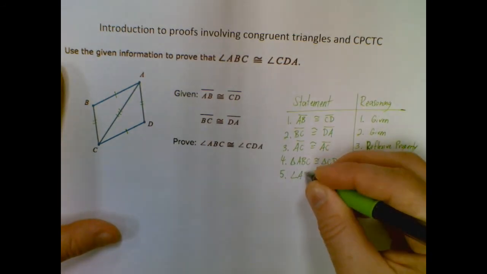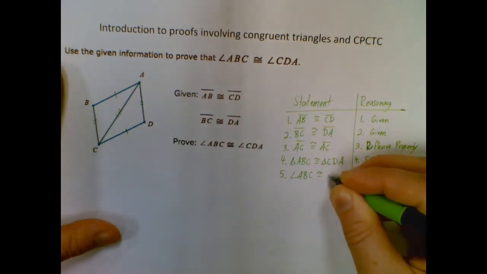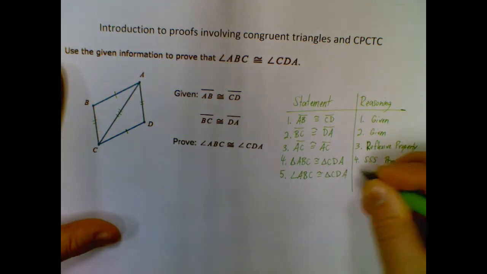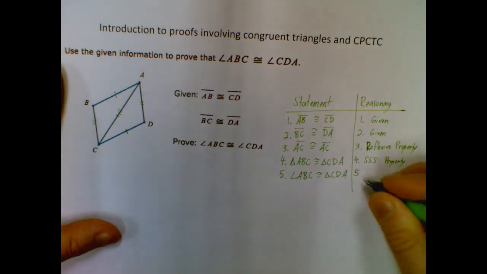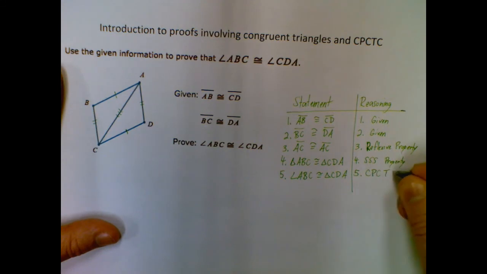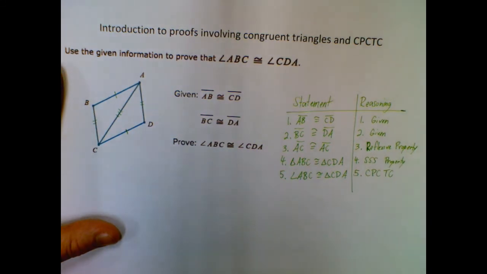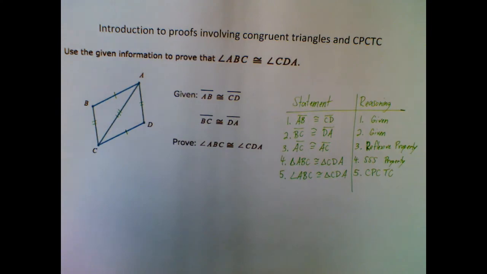So angle ABC is congruent to angle CDA, and the reasoning is just that CPCTC, which is used a lot, so we usually just use that abbreviation as opposed to writing out that corresponding parts of congruent triangles are congruent.